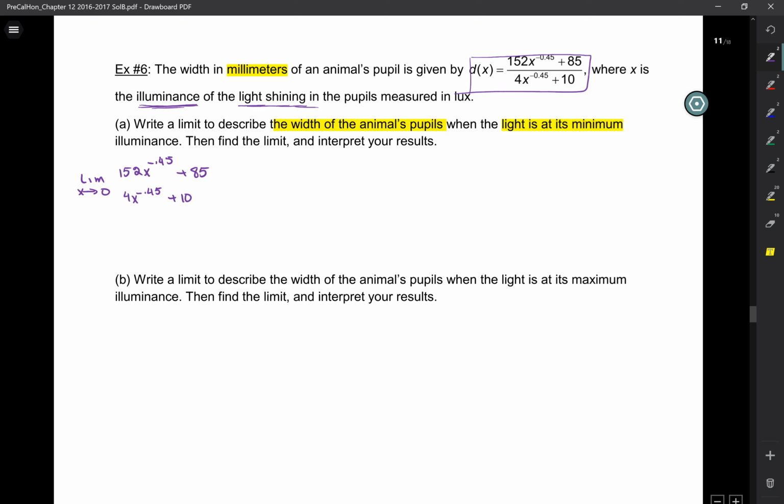Okay? So now we're going to solve this. We're going to simplify this. So this is the limit as x approaches 0. What's with all those negative exponents, right? So why don't we do this? 152 over x to the 0.45. Can we do that? Plus 85. And over 4 over x to the 0.45 plus 10.